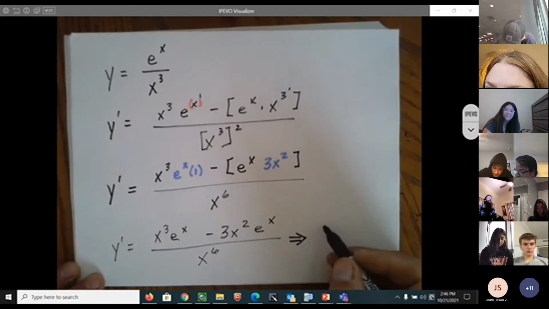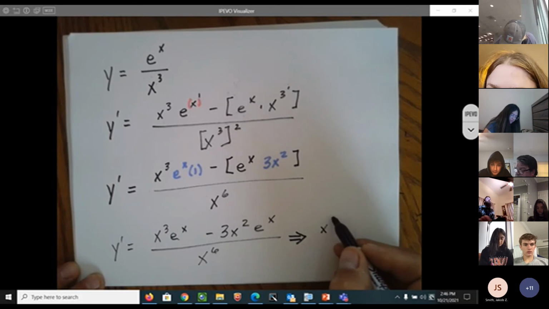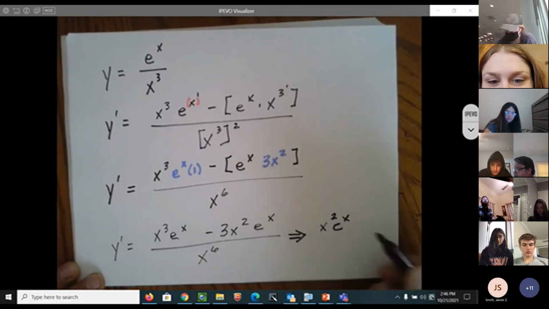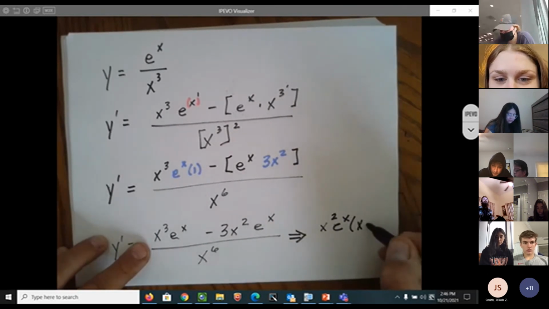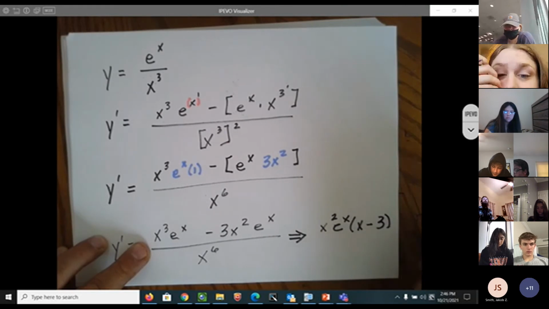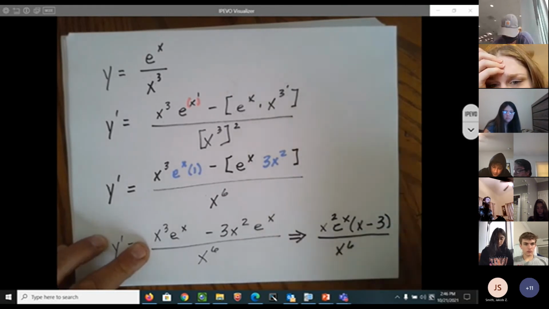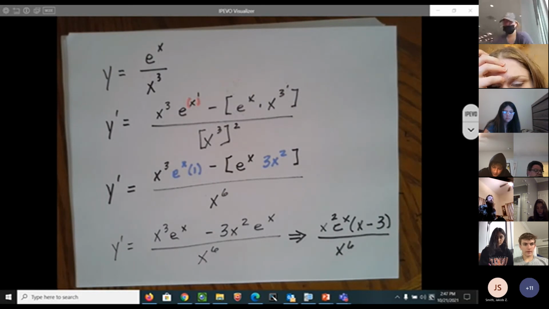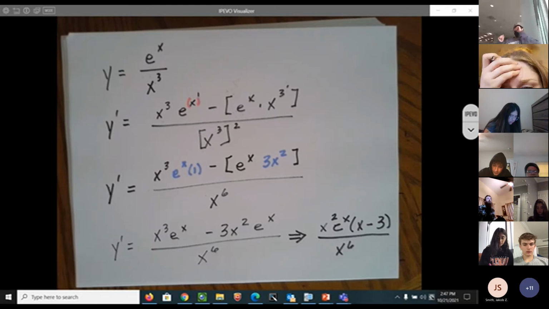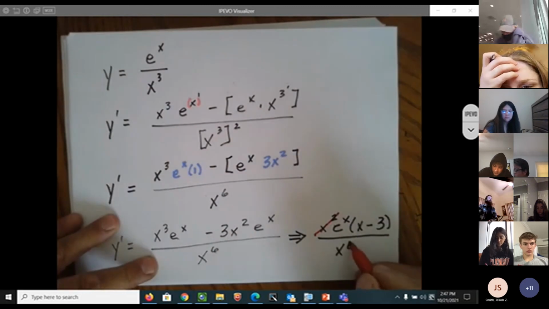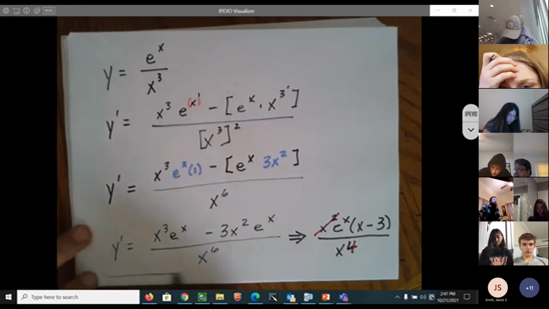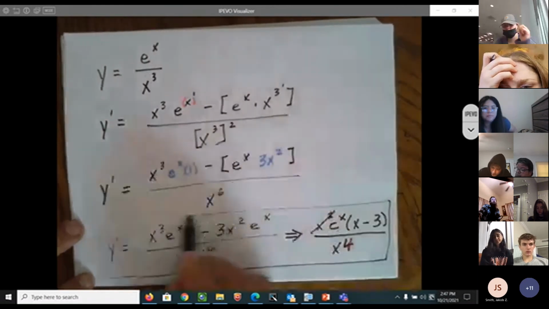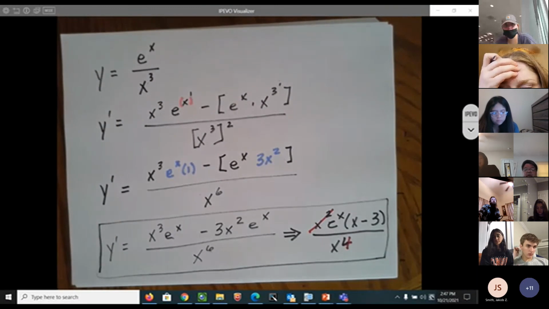Just forget it. All right, that's going to be x to the third. I'm going to go ahead and take out an x squared e to the x, and that's going to leave x minus 3. Y'all check my algebra. Over x to the 6th, and the x to the 6th will cancel, and that will be x to the 4th. So my final answer is that right there, and I don't know if they wanted to take it that far or not. So I'll just leave this as the final answer.